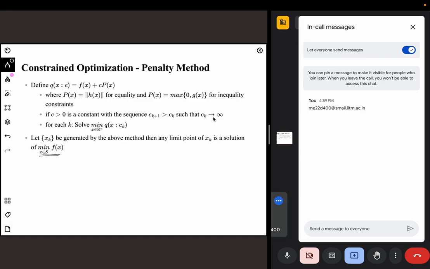So one straightforward way is something called a barrier method, where you keep iterating the values of x, and then you check whether x is within the feasible region or not, and if it is exceeding the feasible region, then you bring that point back onto the feasible region.